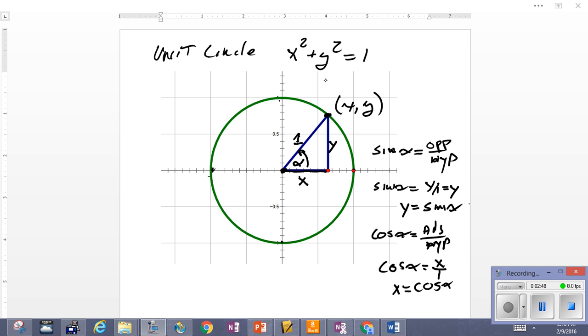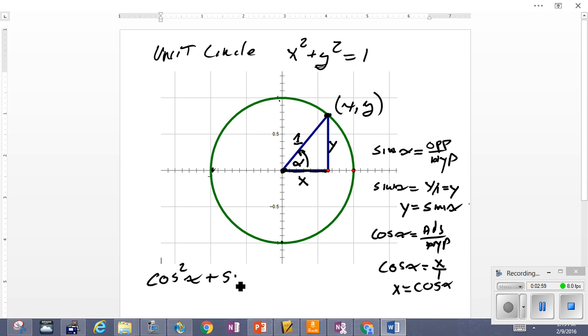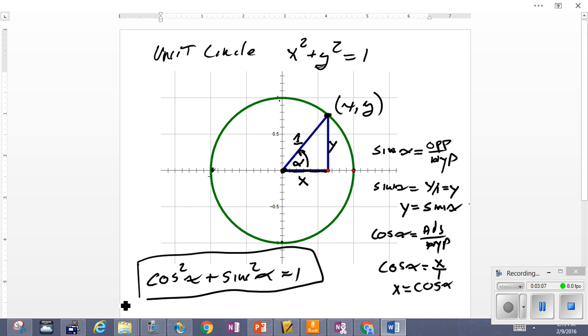So therefore, replacing x and y in my unit circle equation would give me the cosine squared of alpha plus the sine squared of alpha would equal 1. A very important trigonometric identity we will use over and over again. And this point now, instead of being called x y, can be called cosine alpha, sine alpha.